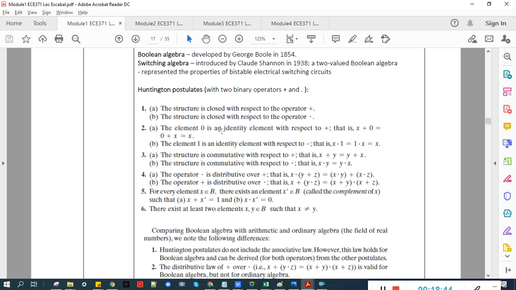Then number 2, the element 0 is an identity element with respect to plus, that is x or 0 is equal to 0 or x, which is equal to x. We've already explained that. Then the element 1 is the identity element with respect to times, that is x and 1 is equal to 1 and x, which is equal to x. An identity element makes the input equal to the output when we perform the operation.